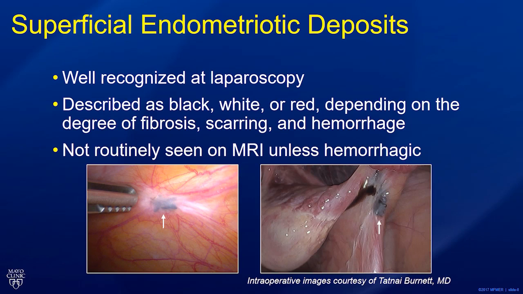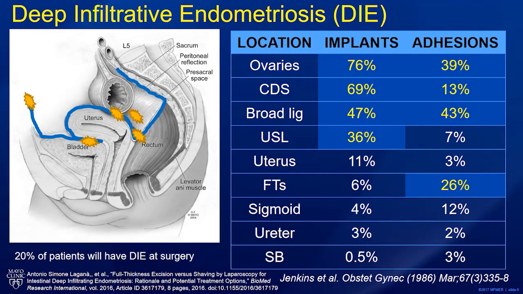So with regards to the superficial deposits of endometriosis, these are well recognized at laparoscopy and described as black, white, or red, depending on the degree of fibrosis, scarring, and hemorrhage. They are not routinely seen at MRI unless hemorrhagic. Deep infiltrative endometriosis, on the other hand, can have a vast spectrum of presentations with regards to its shape and its configuration. However, it evolves from a process of hemorrhage, inflammation, and fibrosis in a repetitive cyclic fashion, commonly involving the ovaries, cul-de-sac, broad ligaments, and uterosacral ligaments.